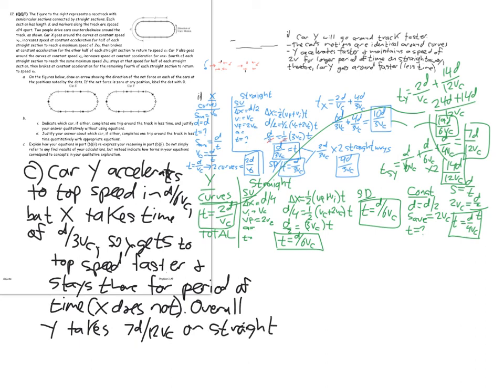2D over 3VC. And I know this might sound like a minute detail here, but this really is what you want to do if you get a question like this, because we don't want to just jump to the final answer of, oh, this one's 10D over 3VC and this one's 19D over 6VC. We mentioned specifically how car Y speeds up faster and maintains that speed for a longer period of time. And so we want to focus on the time it takes for each one to speed up. That's really the key here.